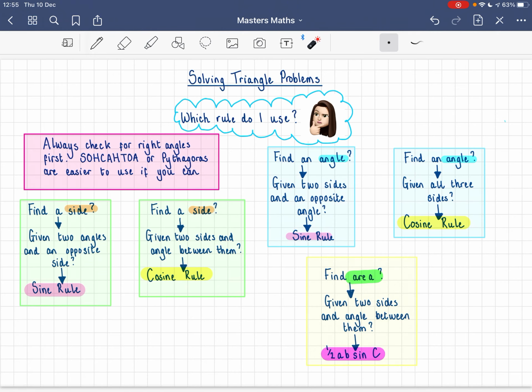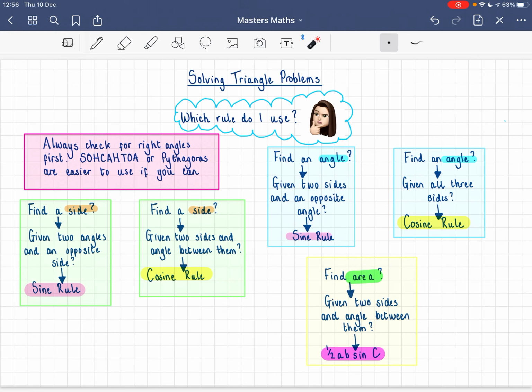Or if you are trying to find an angle, if you have two sides and an opposite angle, so again, two side-angle pairs, but this time there's an angle missing out of one of those pairs, then you can use sine rule. If you have all three sides, then you can use cosine rule to find any one of the angles you want, really, but definitely the specified one that the question has asked you for. Then you can use cosine rule.